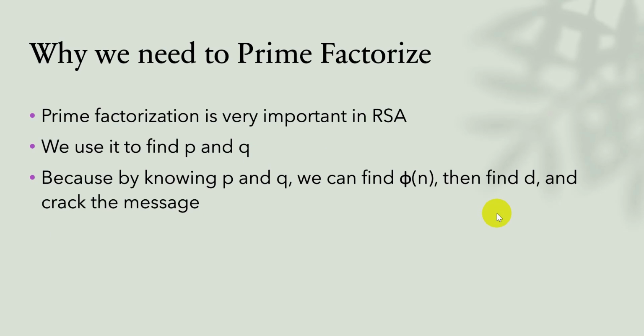So why do we need to prime factorize? Prime factorization is very important in RSA because we need to use it to find P and Q. By finding P and Q, we can find phi n and then find D, which helps us to crack the message. Because in RSA, if we're an outsider, the only piece of information that we don't know is the value of D. So by prime factorizing n, we can find phi n and then find D, which is the private key, and then use it to crack the message. Let's look at the code.